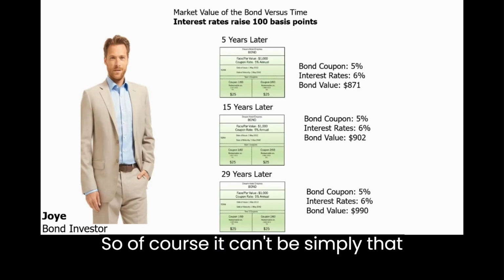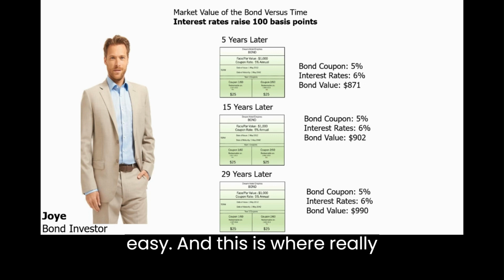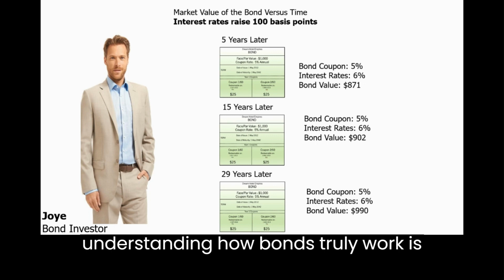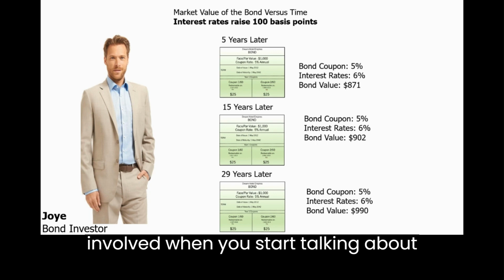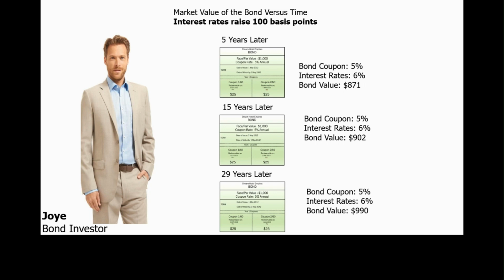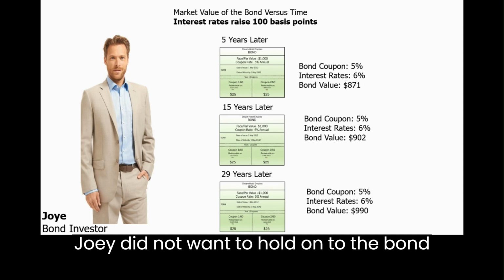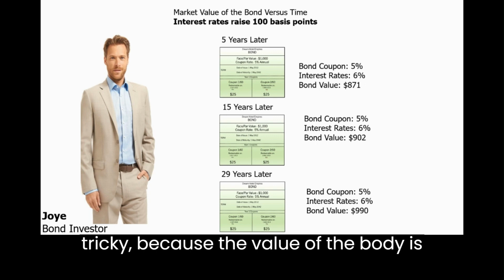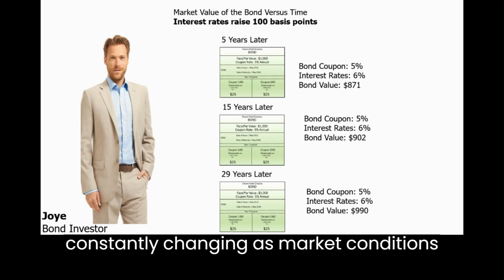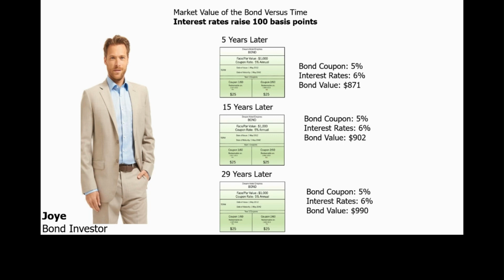Of course, it can't be simply that easy. And this is where really understanding how bonds truly work is important. It gets a little bit more involved when you start talking about the resale of the bond. Let's assume Joey did not want to hold on to the bond for all 30 years. That's where things get tricky because the value of the bond is constantly changing as market conditions change.